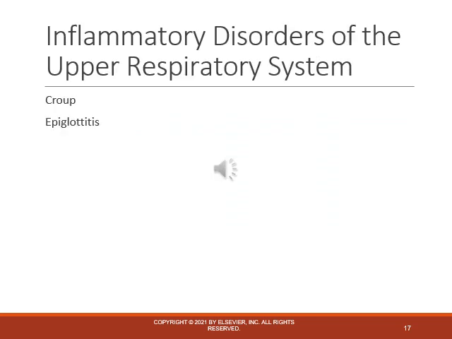Moving on to croup and epiglottitis. These are two types of inflammation disorders in the upper respiratory system, meaning in the nasopharynx and the trachea. So croup is something you often hear about in babies. Epiglottitis has kind of a similar symptom process, and so we'll talk about those more.